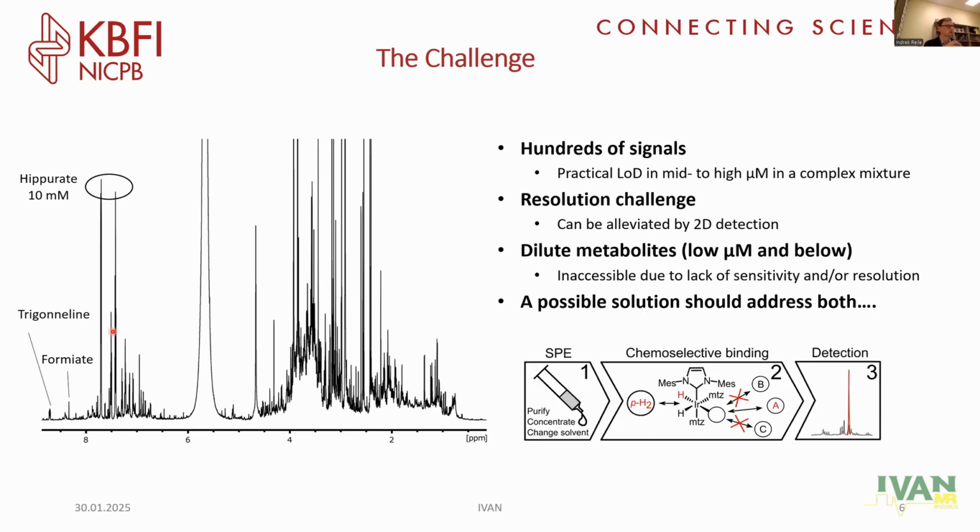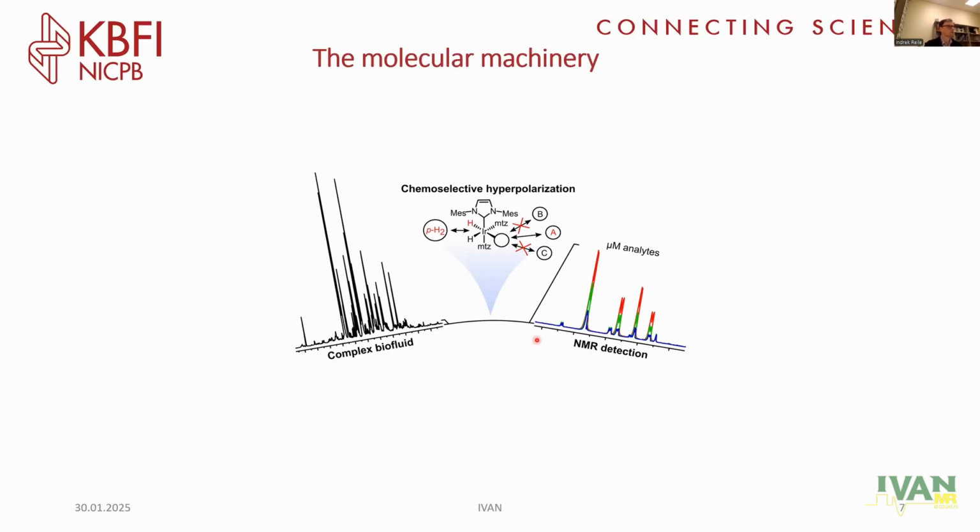And I'm arguing that if we're going to do something about it, we should think about both of these things: how to resolve the dilute signals from the rest of the metabolome, and how to increase their NMR response. So what I'm going to show you on the rest of my slides is how we do it, using some form of sample preparation usually, then a chemoselective parahydrogen hyperpolarized chemical machinery that allows us to detect enhanced NMR signals. So effectively, it is a chemoselective process that we are doing.